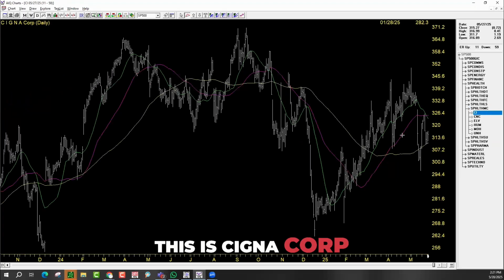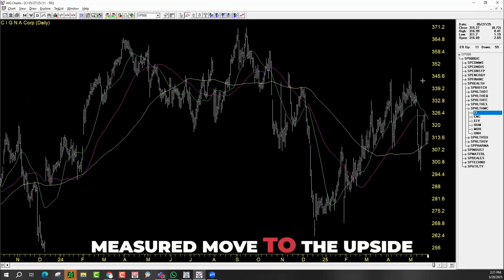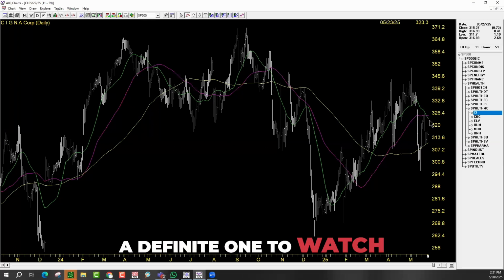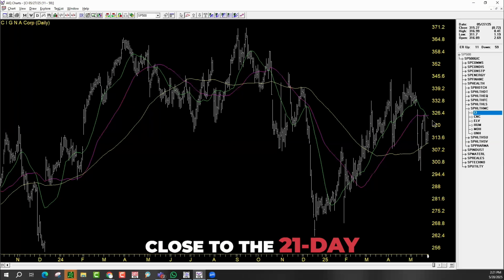So this is Cigna Corp. After a very nice measured move to the upside, it sort of broke away down to the downside here, popped back up to the 21-day and gave up again. This one's a definite one to watch. Look at it coming close to the 21-day. Again, if it gets close to that, it's probably a great short candidate. So I'll tag that one to the list as well. And let's have a look at another one in here.